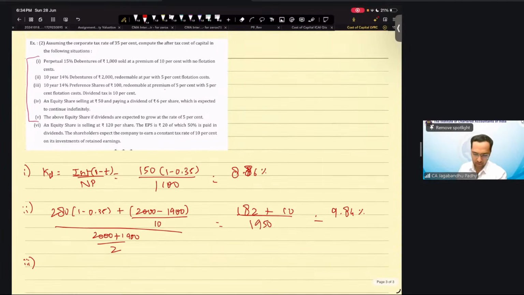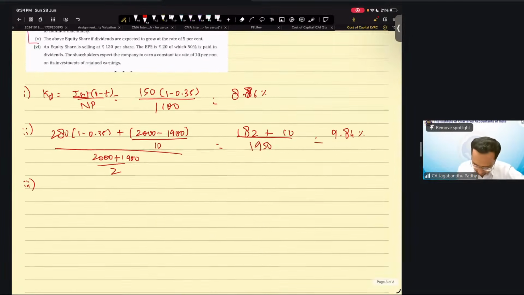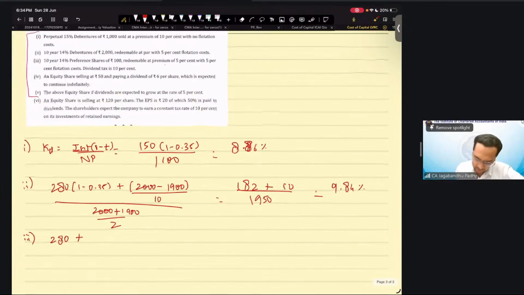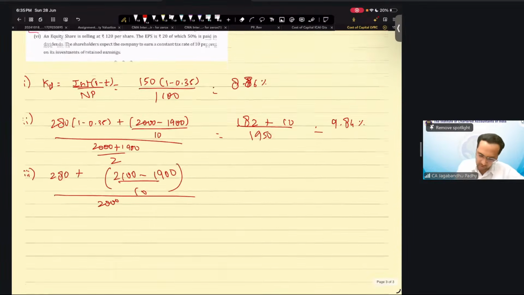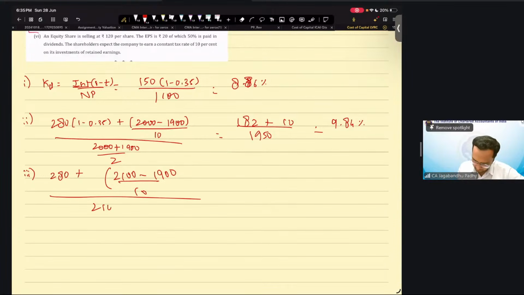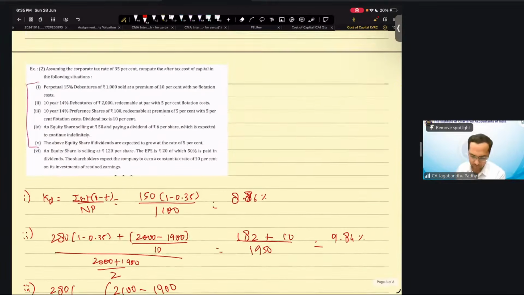Okay, third one, 10-year, 14% preference shares. So this is going to be 280 plus redeemable at a premium of 5%. So redemption value, premium of 5% means 2100 with 5% flotation cost. So it's 1900 divided by 10, the whole divided by 2100 plus 1900 by 2. But wait, the question is saying that we have got dividend tax at 10%.